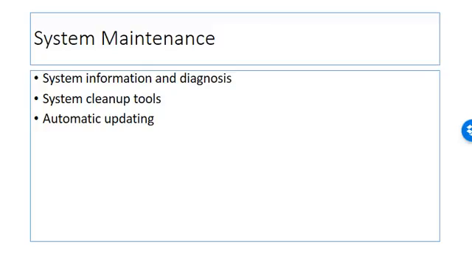Final collection of utilities, we're going to be looking at system maintenance utilities: system information and diagnosis, system cleanup and automatic updating. First one, system information and diagnosis, straight away that's quite obvious, being able to look at the sort of hardware you've got installed, the amount of RAM, hard drive size, processor speed, that sort of thing. And also diagnosis, in case something's going wrong.